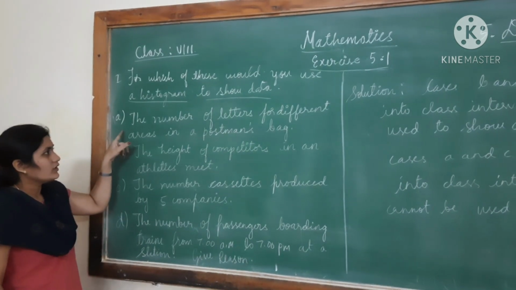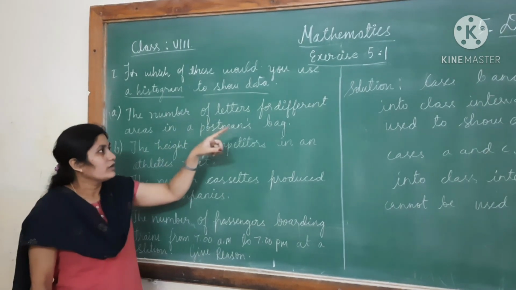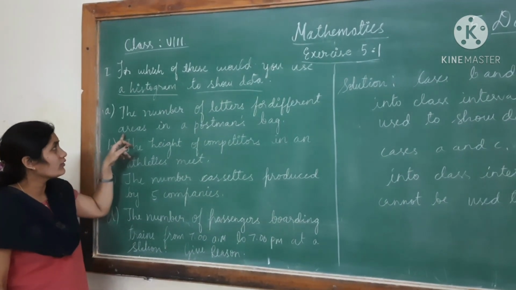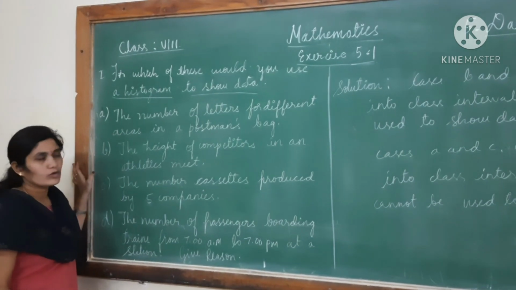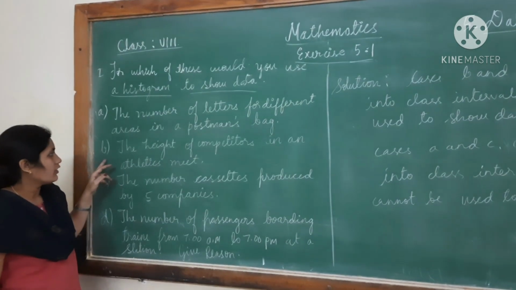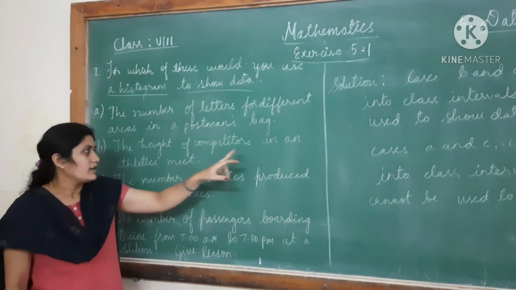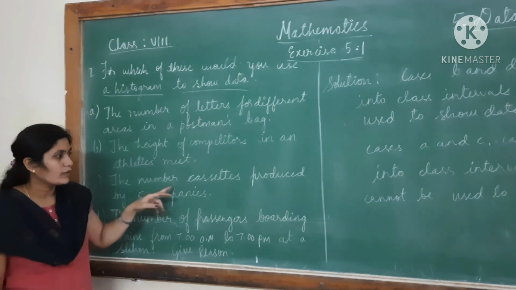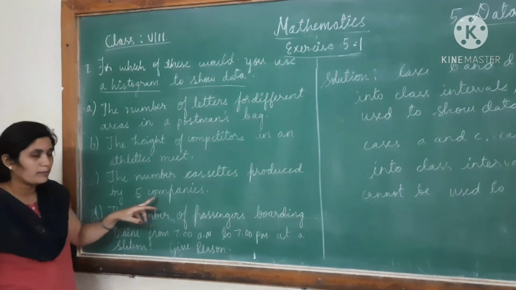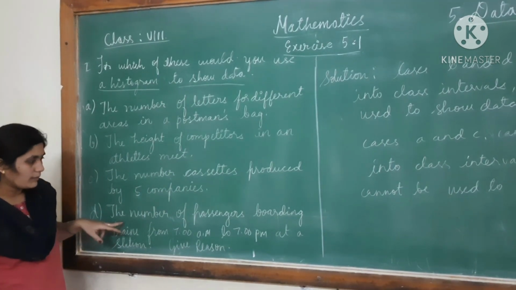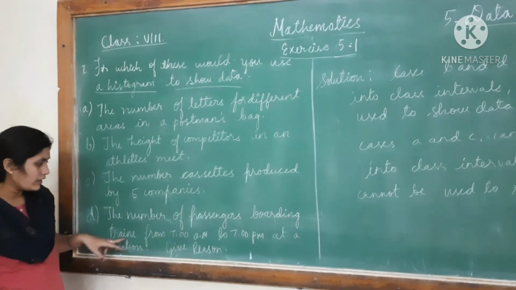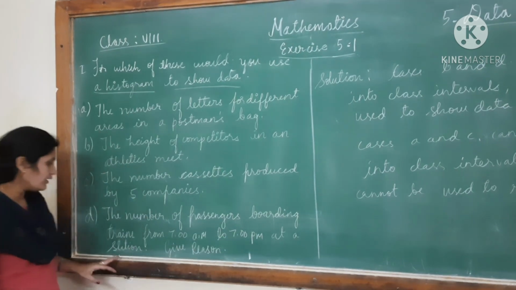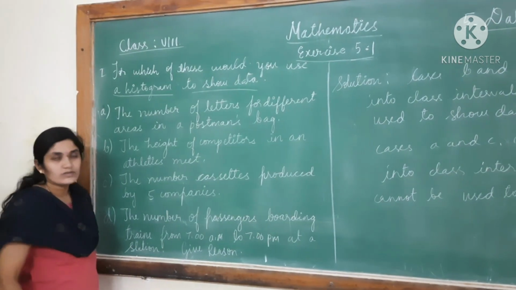So here, first one, the number of letters for different areas in a postman's bag. This is the statement given. For this you can use histogram or no, we should verify. Second one, the height of the competitors in an athletics meet. Third one is the number of cassettes produced by 5 companies. Fourth one is the number of passengers boarding trains from 7 a.m. to 7 p.m. at a station. So these are the 4 statements which are given to us.